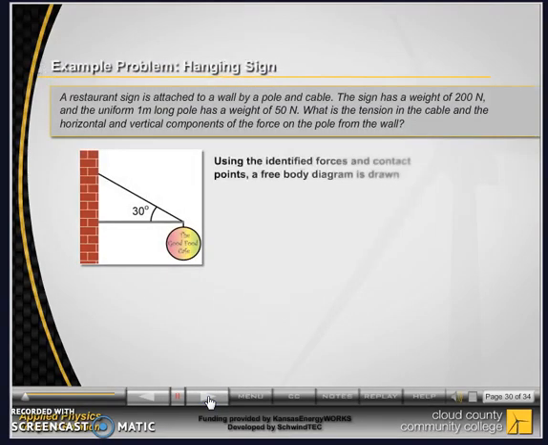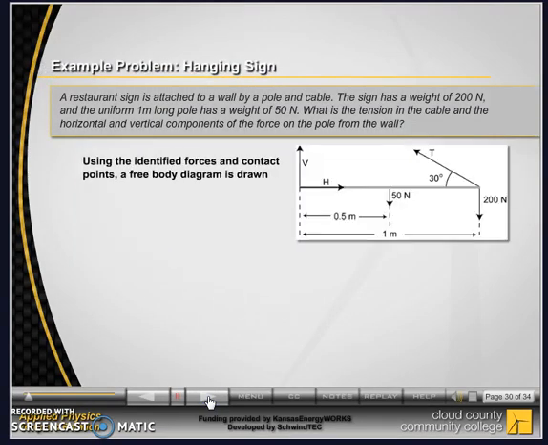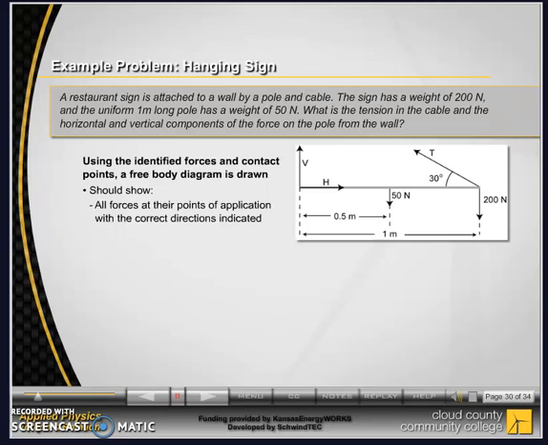Using the identified forces and contact points, a free body diagram is drawn. The diagram should show all forces at their points of application with the correct directions indicated. All appropriate distances are included on the free body diagram.